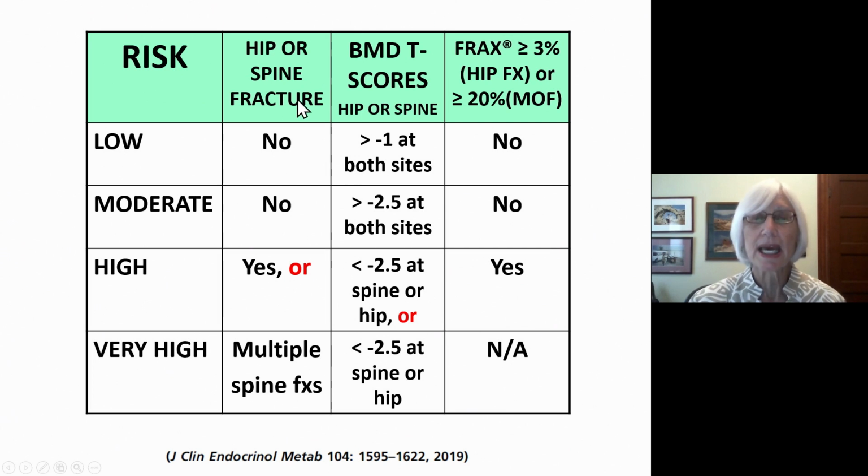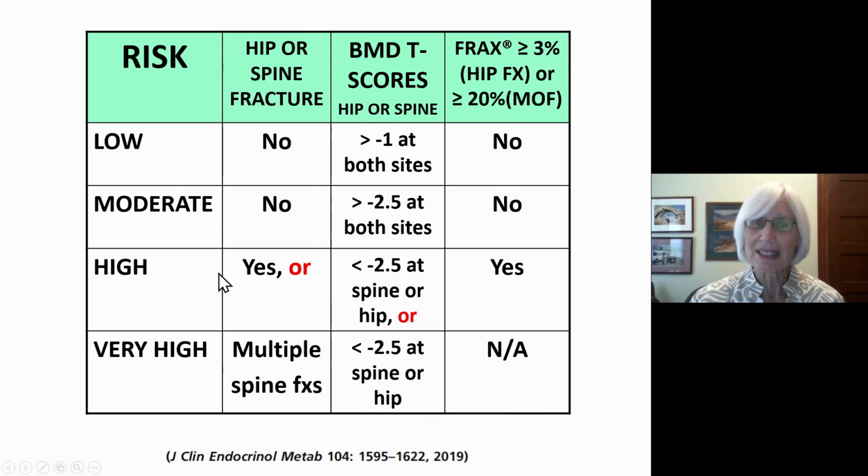And again, from the Endocrine Society guidelines, I've made this table. Low and moderate risk patients are ones who have never had a hip or spine fracture. Their bone density is above the osteoporotic range. And if for some reason their bone density is not obtainable or they've got artifact, you can use the FRAX score here, and you want them to have low FRAX scores, not high FRAX scores.